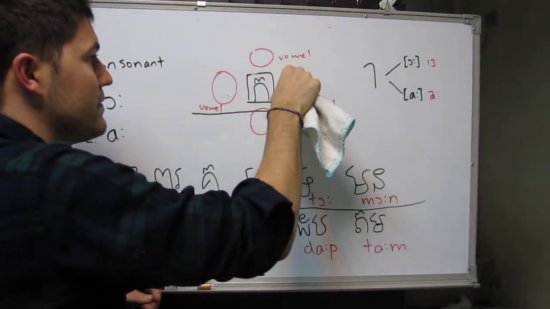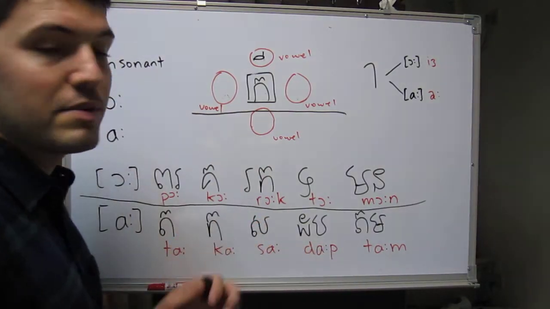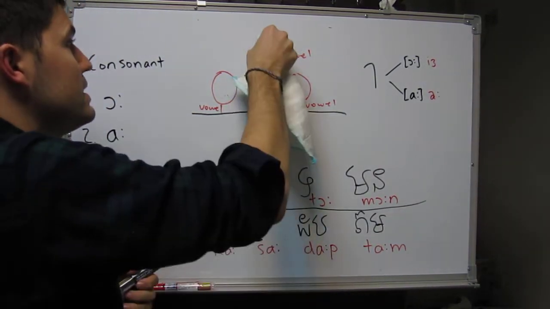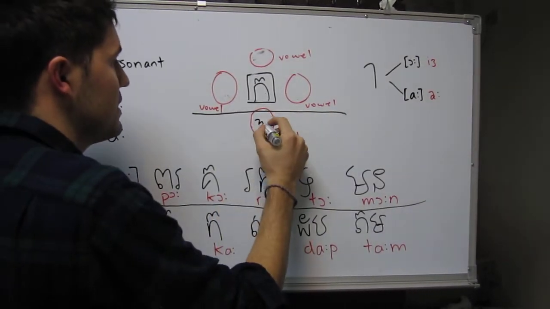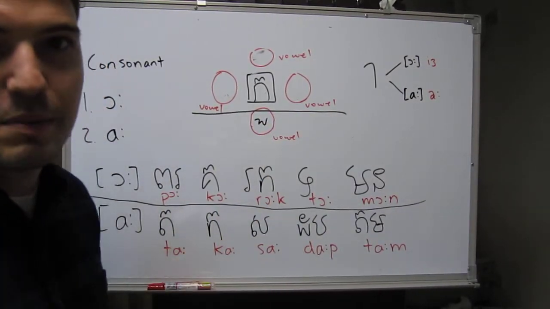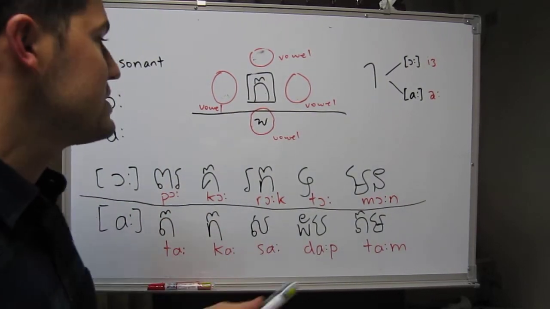Just so I can give you an example of something on the top, ge would be an example of a vowel being on the top. Along the lines of guo, guo would be an example of a vowel being written on the bottom. So still the consonant is pronounced first, and the vowel is pronounced afterwards.